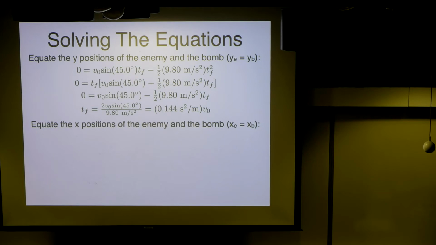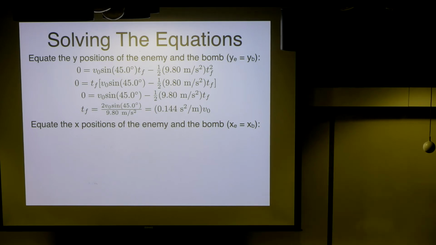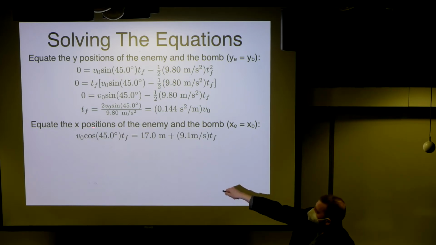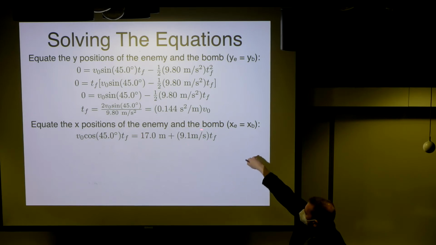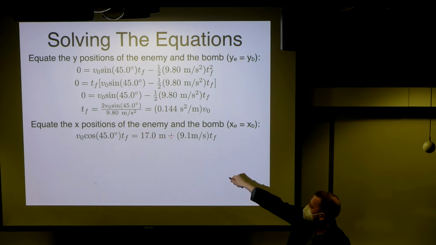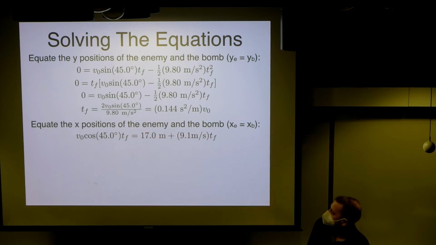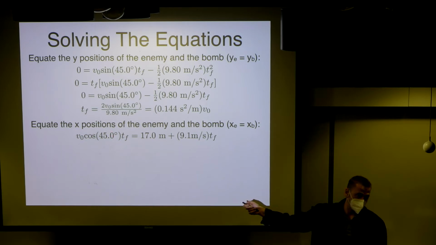Okay. So the next thing we do is we equate the X positions of the enemy and the bomb. And we just use what we came up with before for that. So remember, this is what we had for the X position of the bomb right here. And this is what we had for the X position of the enemy. So we're setting these two equal to each other. So we have V naught cos 45, T final, equals 17 meters plus 9.1 times T final. We're trying to solve for V naught, okay? If you're getting lost in the math, the point is we want to solve for this V naught thing, okay?